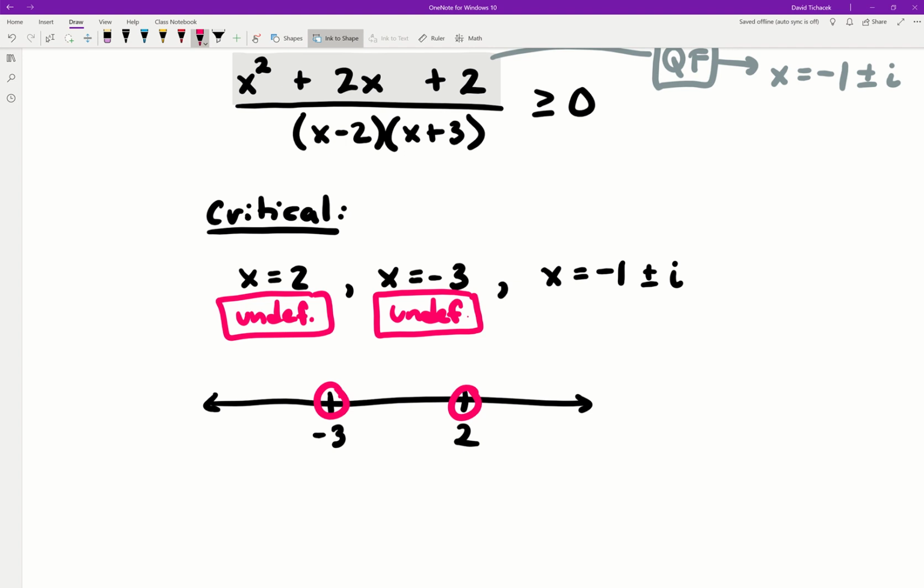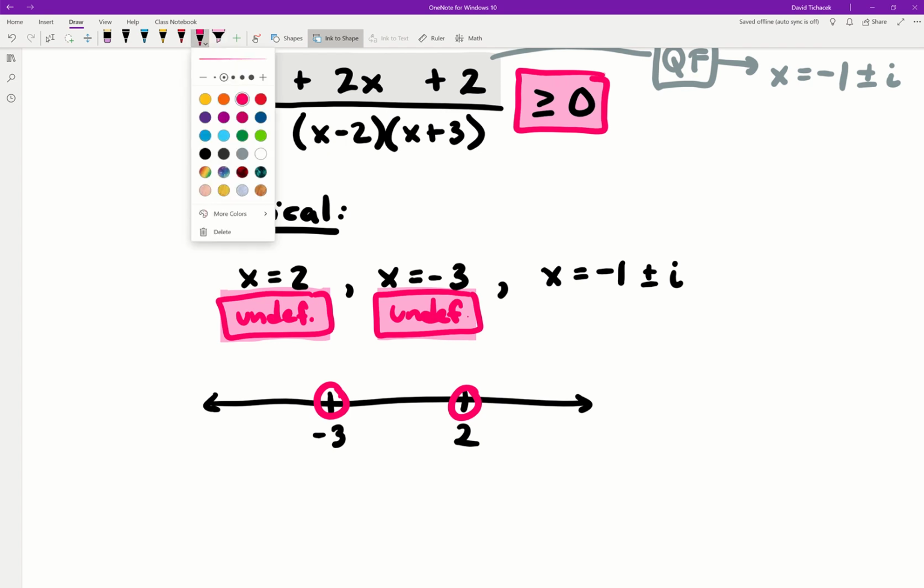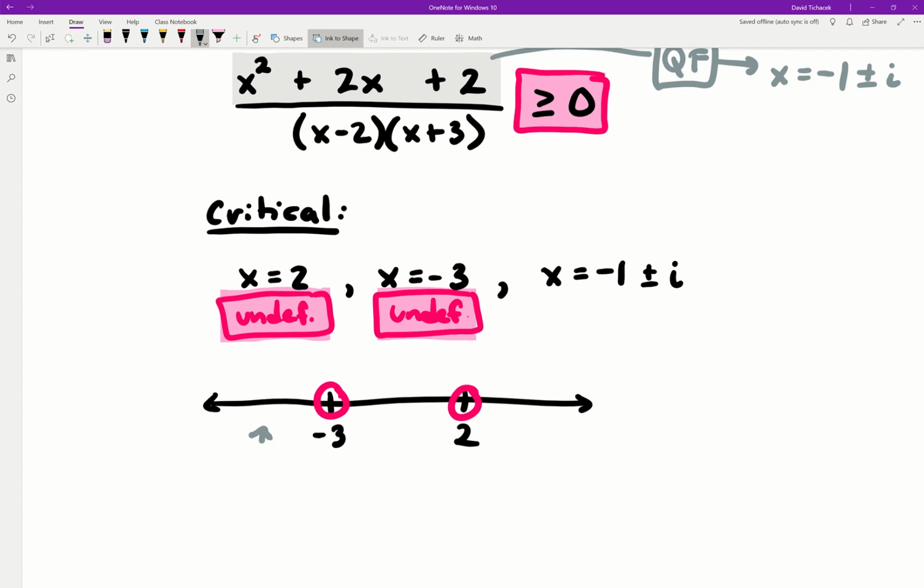And now we just need to go through and do those test regions, okay? So we're going to pick a candidate that lives in each one of these regions here, and we're going to see which one of them matches the description that we want in this problem, which, of course, if you look up here, is greater than or equal to 0. We're trying to figure out what inputs give us outputs that are greater than or equal to 0. So again, just make your life easy and test some numbers in here that are easy to test.